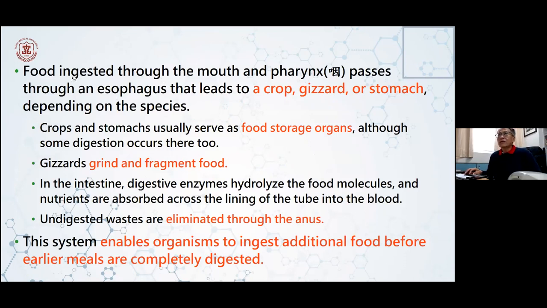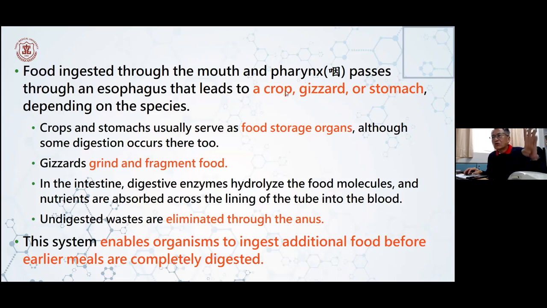So the food is ingested through the mouth and the pharynx, passes through the esophagus and leads to the stomach in humans. In other animals, they have the crop or gizzard for storage, or a stomach, depending on the species. Different species, like birds or the earthworm, have the gizzard. Like the grasshopper, they have the crop. The crop, the gizzard and the stomach have very similar functions.